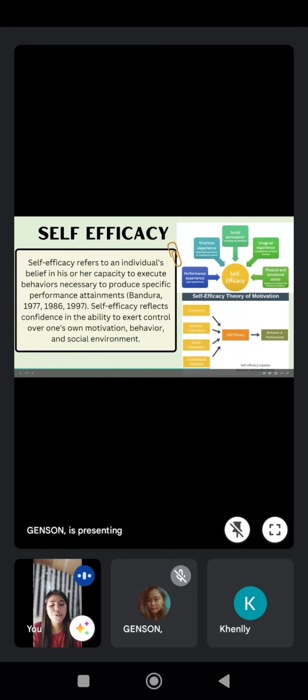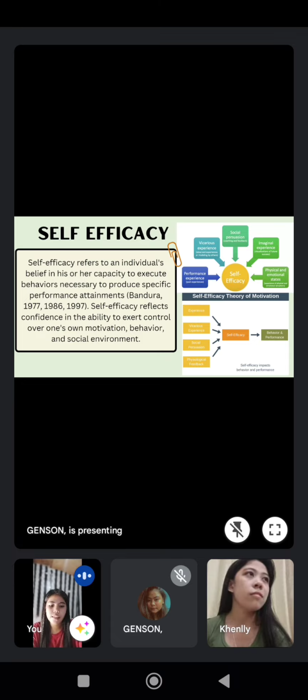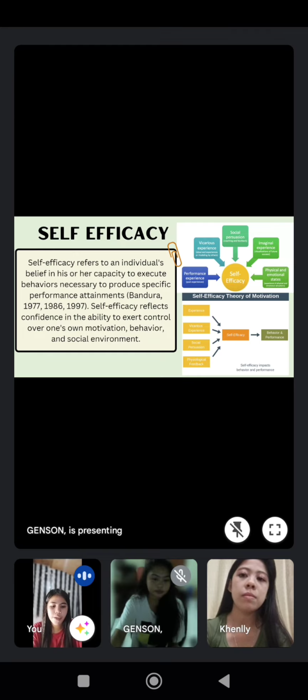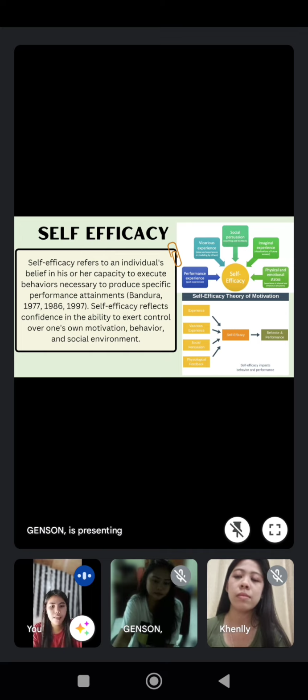Okay, so now let's proceed to self-efficacy. Self-efficacy refers to an individual's belief in his or her capacity to execute behaviors necessary to produce specific performance attainments. Self-efficacy reflects confidence in the ability to exert control over one's own motivation, behavior, and social environment. To put it in more simple terms, it is our belief in our ability to succeed in a particular situation. It encompasses our confidence in ourselves to control our behavior, exert an influence over our environment, and stay motivated to pursue our goal.